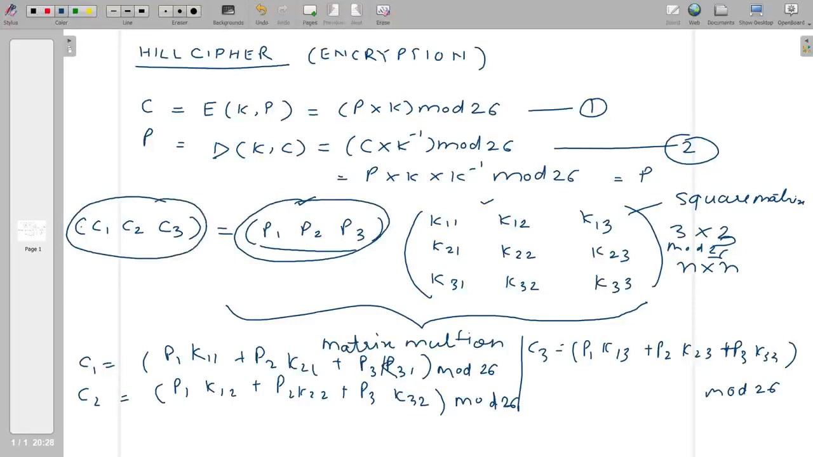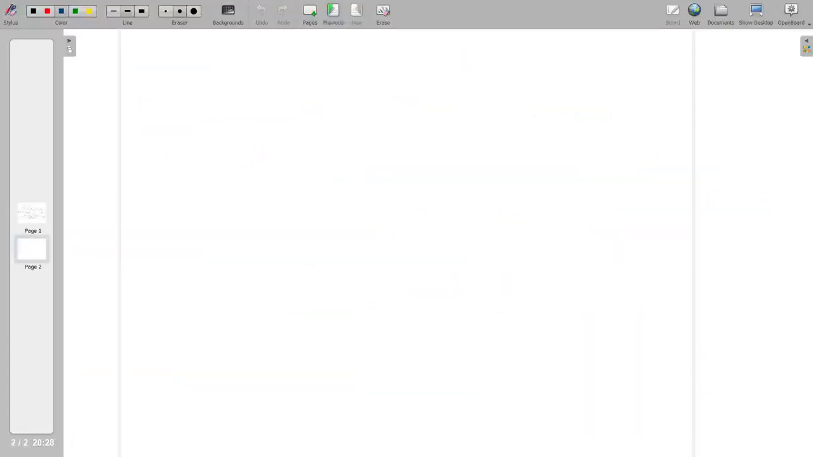If it is 3 into 3, I have taken the example of 3 letters or 3 alphabets. If it is 2 into 2, we will take 2 alphabets. So let's do one simple example using 2 alphabets, using a 2 into 2 key. Let's say our plain text is "let C", and we are going to encrypt this plain text using the key, which is a 2 into 2 matrix, 5, 8, 9 and 3.